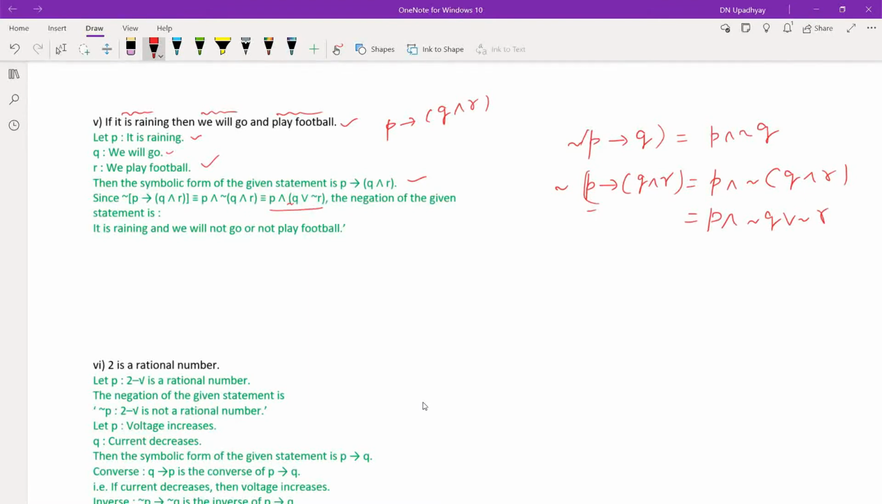So yes, as you can see, the statement will be, see, P is it is raining, and we will not go and not play, right? So this is the proper statement, P and negation Q or negation R. So it is raining and we will not go, or there is or, we will not play, right? Okay.